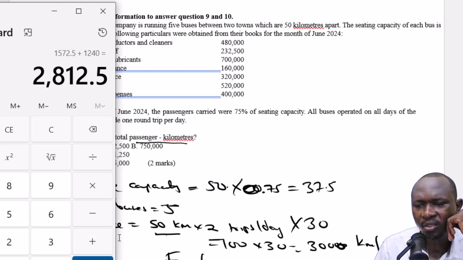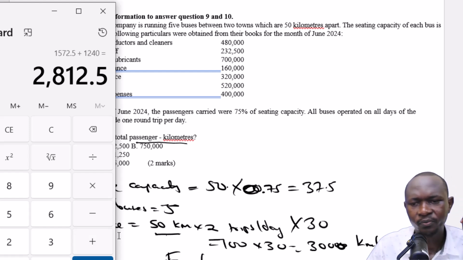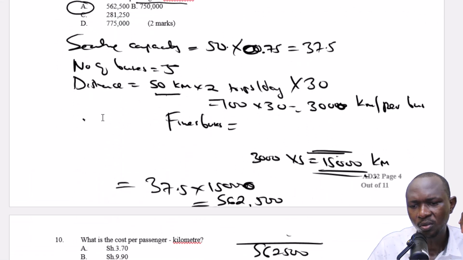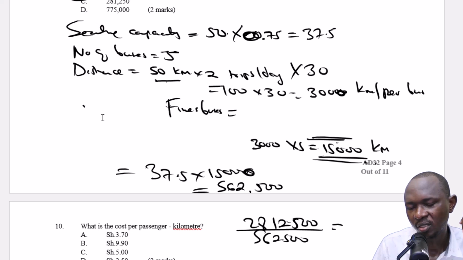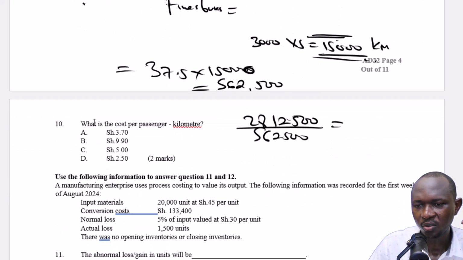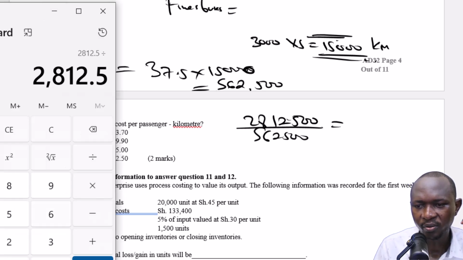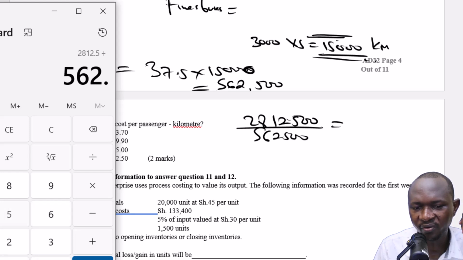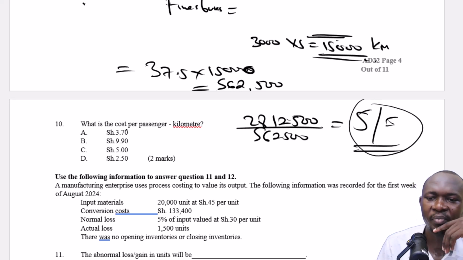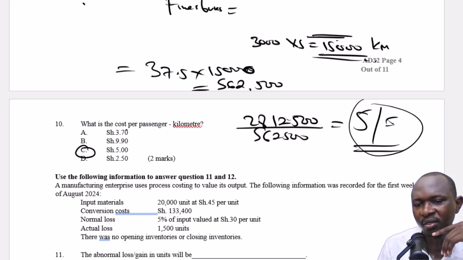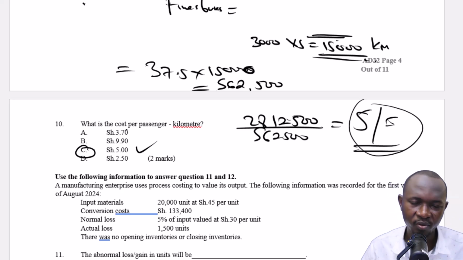That gives us 2,812,500. So simply divide the 2. So 2,812,500 divided by 562.5. That gives us 5. So the answer will be 5. That will be the cost, because it's shillings, 5 shillings per passenger kilometer. Do you have it? C. So C will be our answer for that question.